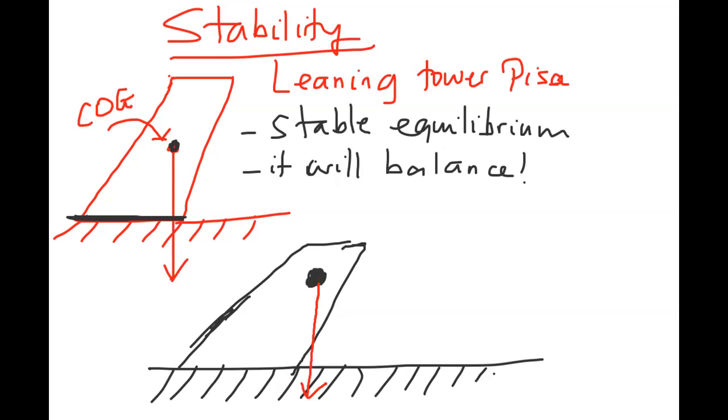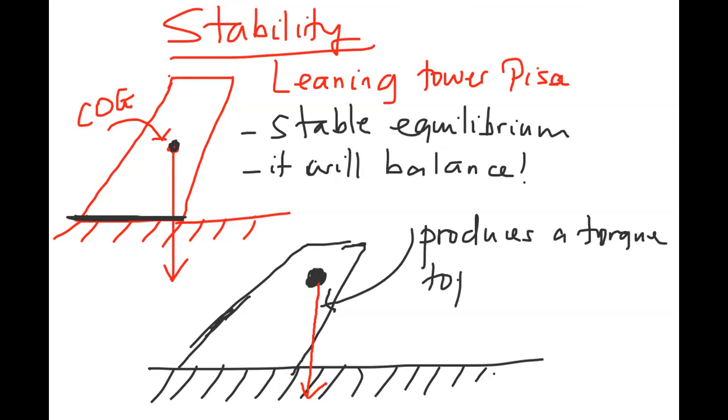It produces a torque. So this force you see here will produce a torque, or a turning effect. Remember, torque is a turning effect. And this torque will actually topple the tower. So the tower won't achieve balance. It will fall down. All right. So it is very, very important to consider this simple rule.